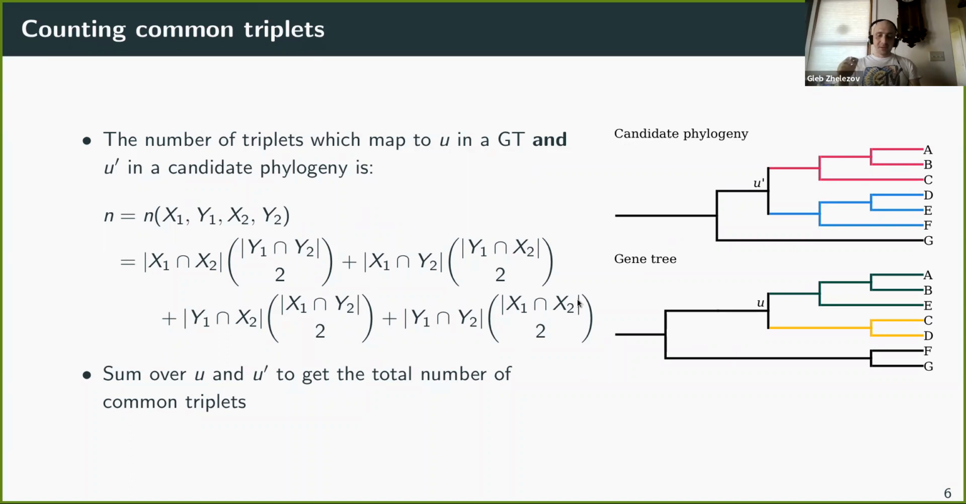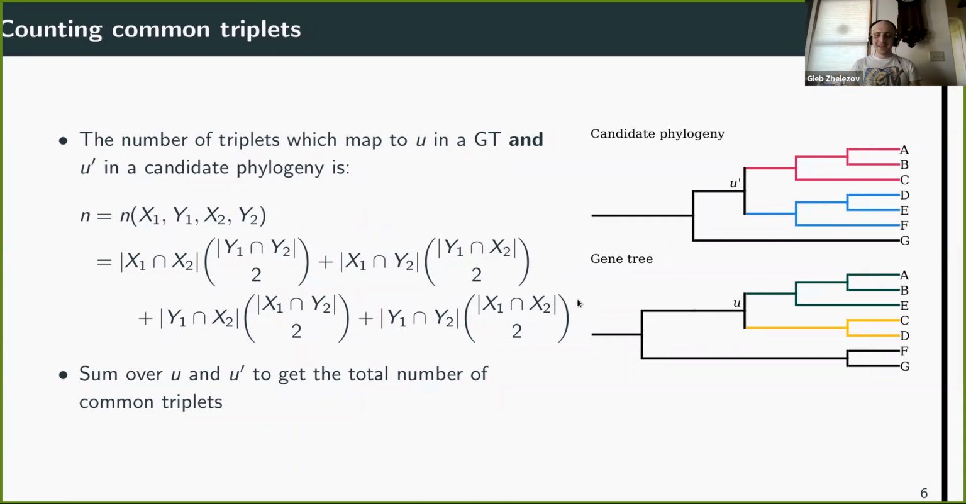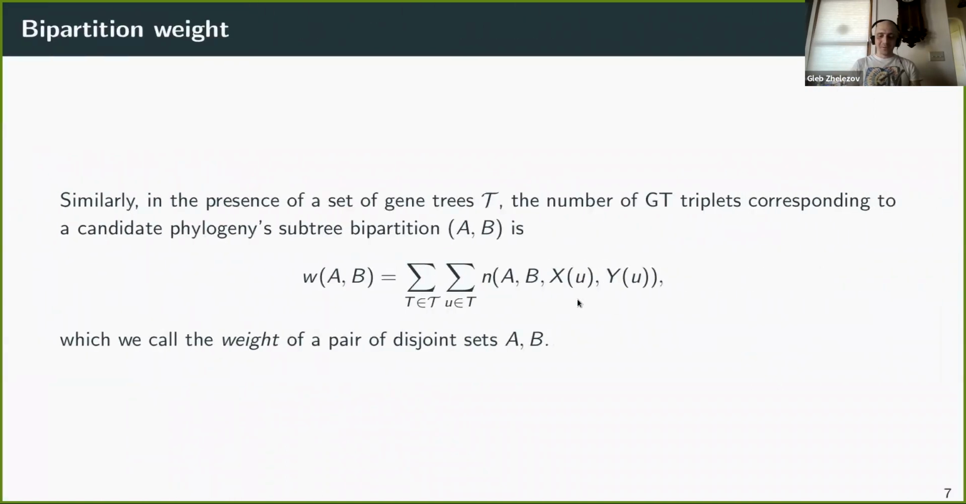And so again, this gives you the number of common triplets between two trees once you do the summation, but that's not a very useful thing if you just have one gene tree, right? You could have just done it manually. But it's very useful for talking about the distance from a candidate phylogeny to a set of gene trees.